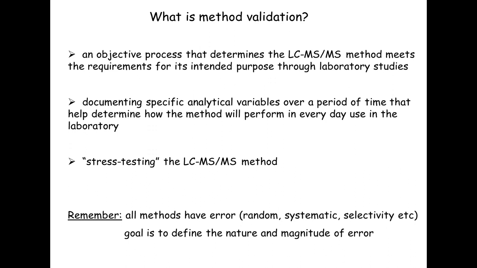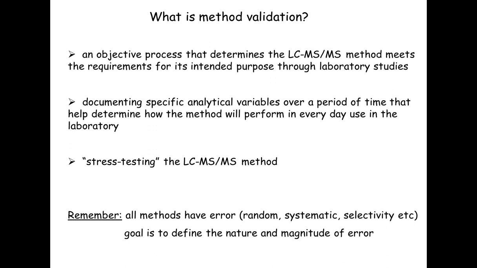So what is method validation? It's an objective process that determines that your mass spec method meets the requirements for its intended purpose through laboratory studies. Just imagine that you're performing studies in your lab over a given period of time. You want to make sure that your mass spec method is robust enough so that every time you run a sample, it's going to give you the right result, that it's reproducible, and that the analyte is stable in the conditions that you're likely to encounter during normal routine analysis.